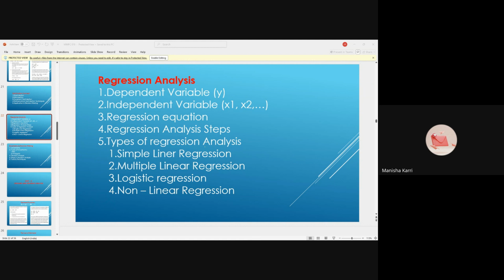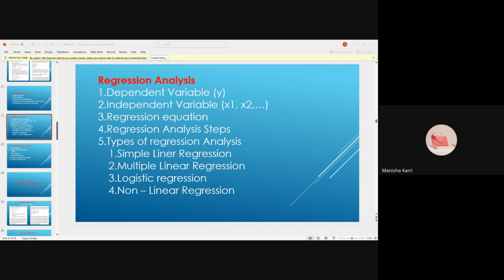Next, regression equation. Here, the relationship between the dependent and independent variable is represented by a regression equation. For a simple linear regression with one independent variable, the equation looks like y = β0 + β1x + ε. Okay.